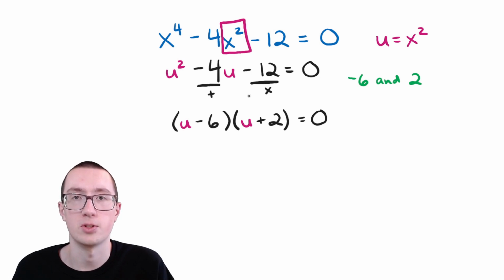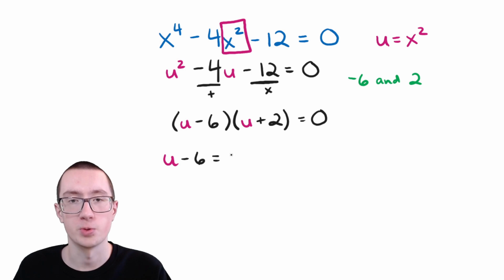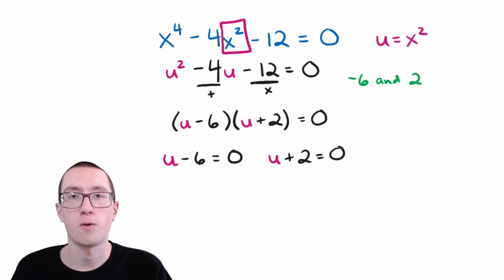So we can split this up into two equations because it equals 0, and if either of these are 0, the whole thing is 0, because anything times 0 is 0. So this is going to become u minus 6 equals 0, and u plus 2 equals 0. And now we just need to solve for u.